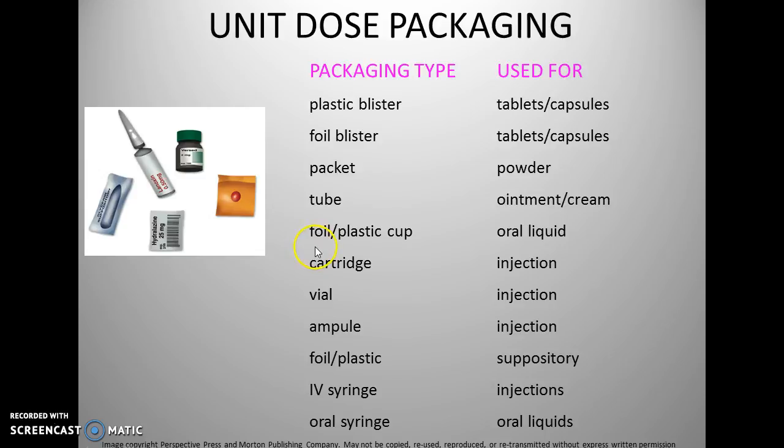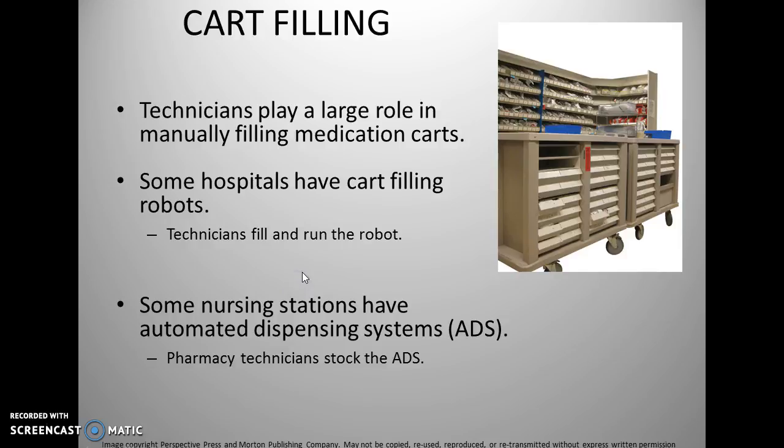right here, a foil, a plastic cup, oil liquid, cartridge, injection vial, injection ampule, injection, a foil plastic suppository, right here, IV syringe, or oral syringe for oral liquid, an IV syringe for injection. Okay, so here, okay, all right, cart filling.